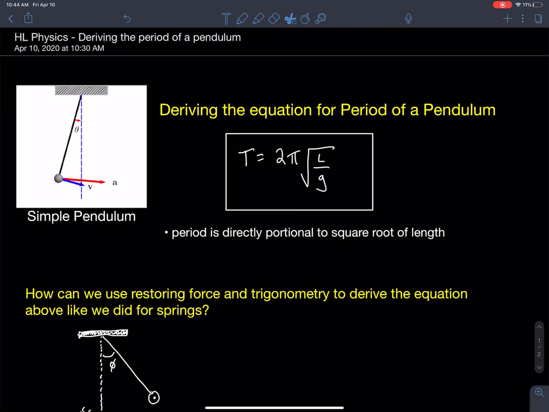All right, HL, grade 11 physics. Something we presented in the previous episodes for SL was how to derive the equation for the period of a spring, because that's a little bit easier. And I kind of just glossed over the period for a pendulum, just gave the equation.